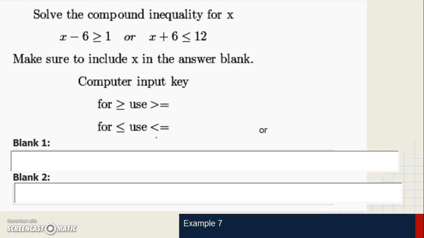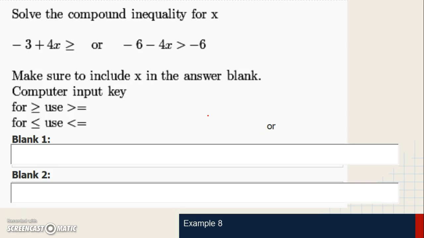Here we have an OR inequality. I will add 6. And this is now x is greater than or equal to 7. I can type that in. And then I go ahead and complete this other one by subtracting 6. And I have x is less than or equal to 6. And again, those can go in either blank.